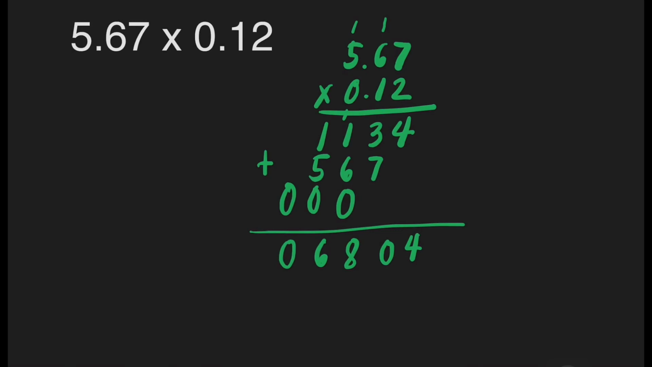Okay, let's check. How many decimal points do we have in our factors? That is 1, 2, 3, and 4. We need to have 4 decimal places also in our product. So let's count from the back of the 4 here. Let's count 4 decimal places going to the left. That's 1, 2, 3, and 4. So our decimal point is there. So our final answer is 0 decimal point 6804. So our final answer is 6,804 ten-thousandths.